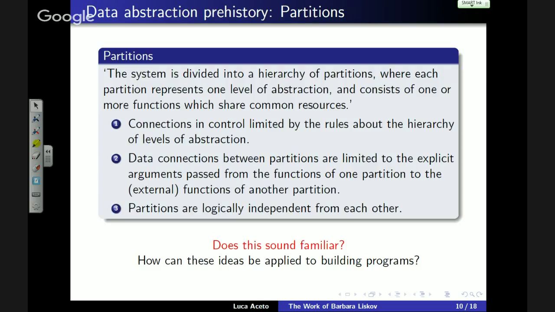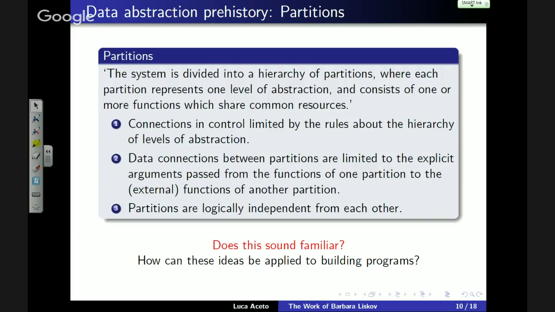And data connections between partitions are limited to calling functions, operations, that the partitions export at the interfaces. So in other words, different partitions have encapsulated data. They have some kind of system data that they hold private. The only way that other partitions can access the system data of another partition is by calling functions. And moreover, partitions should be logically independent from one another. The only interaction is via the functions and via the hierarchy.